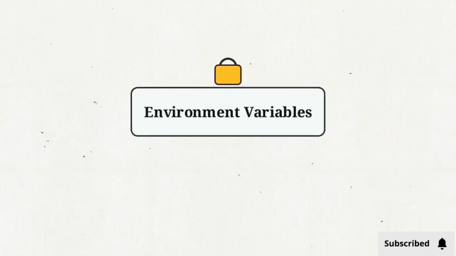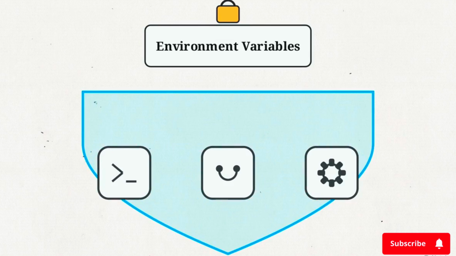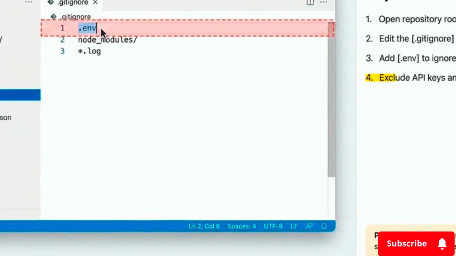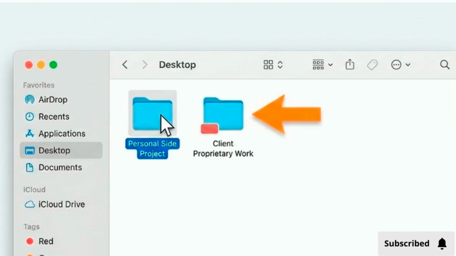Beyond the application settings, you have to protect your environment variables. This is a baseline requirement whether you use Grok, Copilot, or any automated developer tool. Open your code editor, locate your project's .gitignore file, and explicitly type .env into the list. This ensures your API keys and tokens are excluded from any automated version history indexing. Finally, use physical directory isolation.